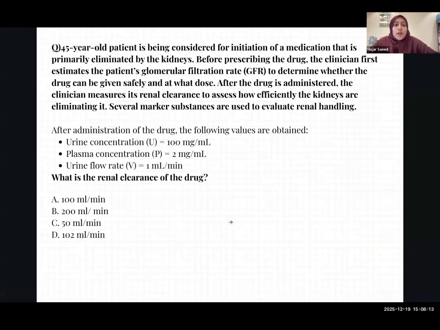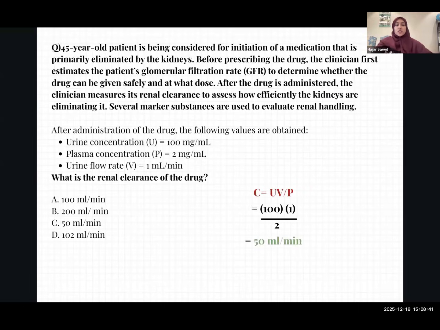Next question. A 45-year-old patient is being considered for initiation of a medication that is primarily eliminated by the kidneys. Before prescribing the drug, the clinician first estimates the patient's GFR to determine whether the drug can be given safely and at what dose. After administration, the clinician measures its renal clearance to assess how effectively the kidneys are eliminating it. Several marker substances are used to evaluate renal handling. First, what is the renal clearance of this drug? Okay, good job. That was fast. Okay, so renal clearance, super easy, UV over P. So urine concentration is 100 multiplied by 1 divided by 2, 50 ml per minute.